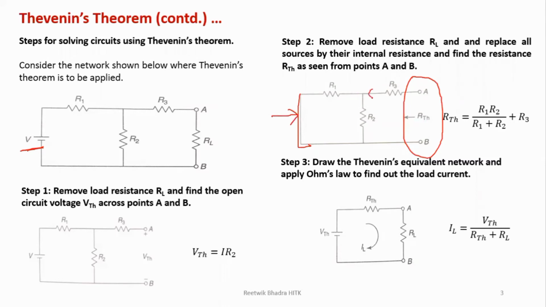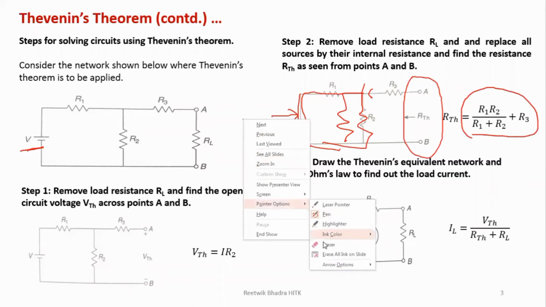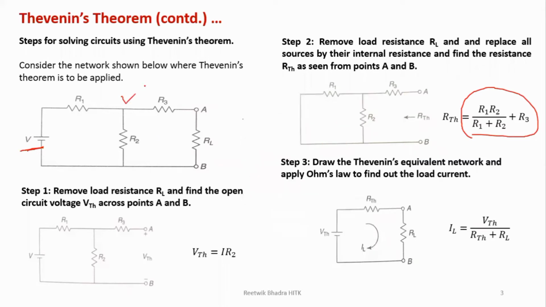You can see over here there are 2 branches which are connected in parallel. So R1, R2 in parallel gives R1 R2 by R1 plus R2, and this single resistance comes in series with your R3. So R1 R2 by R1 plus R2 plus R3 will be the equivalent resistance for this network. I am saying this network because if the original circuit changes, this will also change.